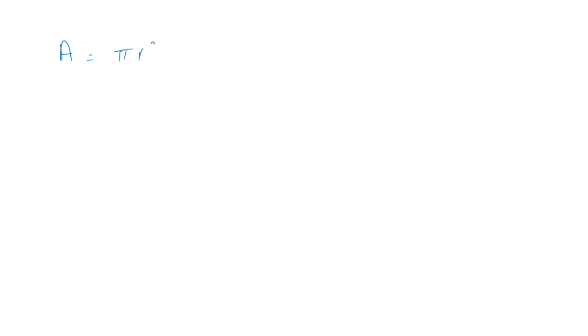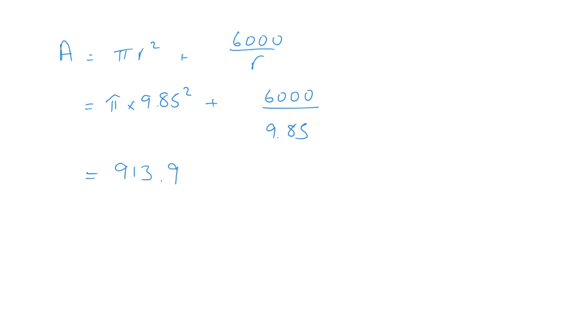A then is pi r squared plus 6,000 over r. So that's pi times 9.85 squared plus 6,000 over 9.85. Now I'm writing 9.85, but I've kept the full answer on my calculator screen. You shouldn't be rounding until the very end. So we get 913.9, so it's 914 centimeters squared to 3 significant figures.